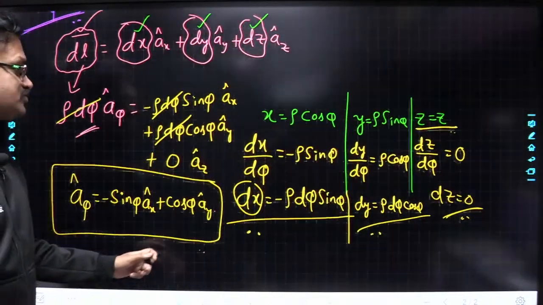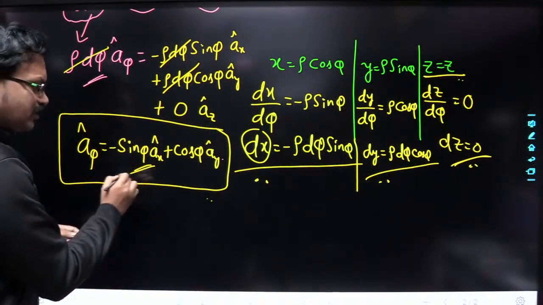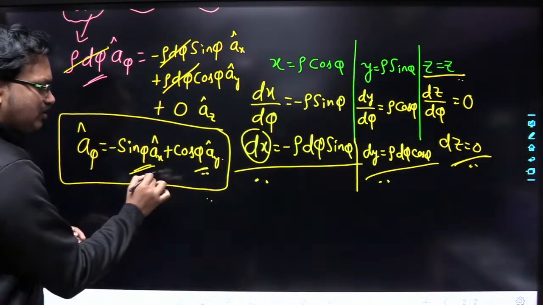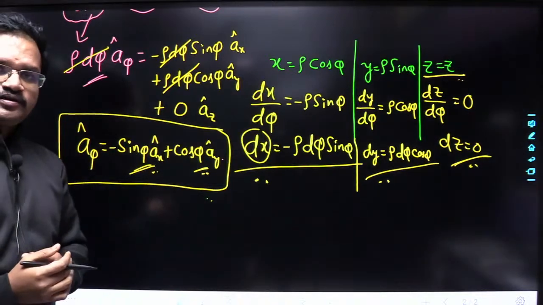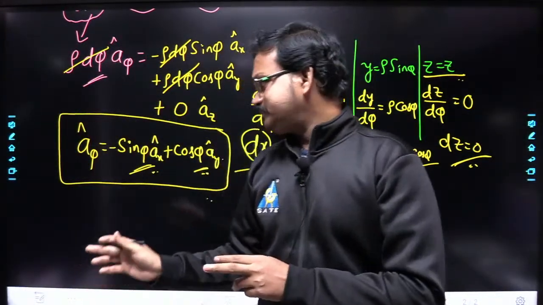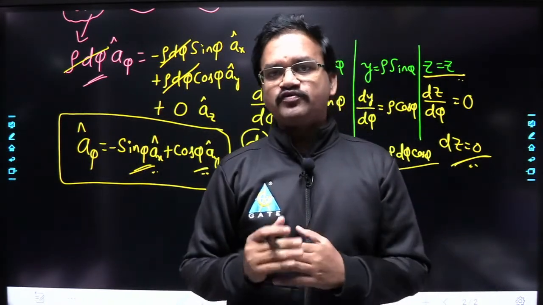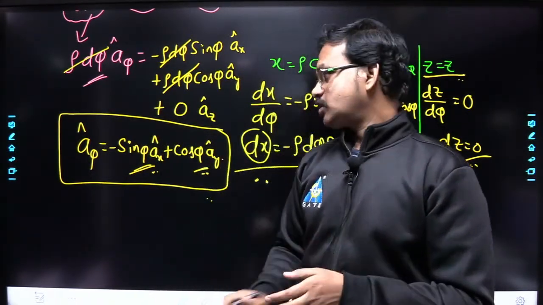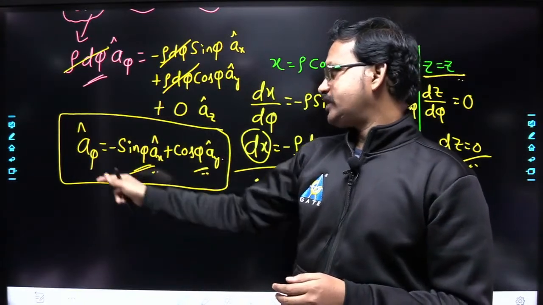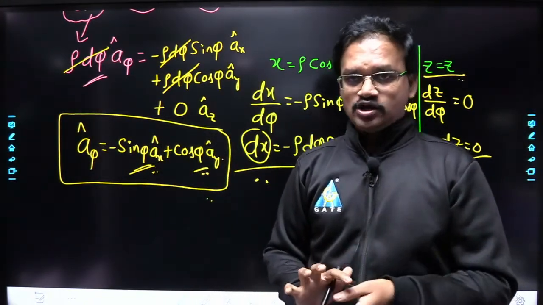Now if you observe here, a phi cap is also depending upon phi, or not? It is also depending upon phi. Understood? So suppose phi is equal to 0 degrees. If you substitute phi equal to 0 degrees, a phi is pointing along the ay cap direction. So we will check that here.